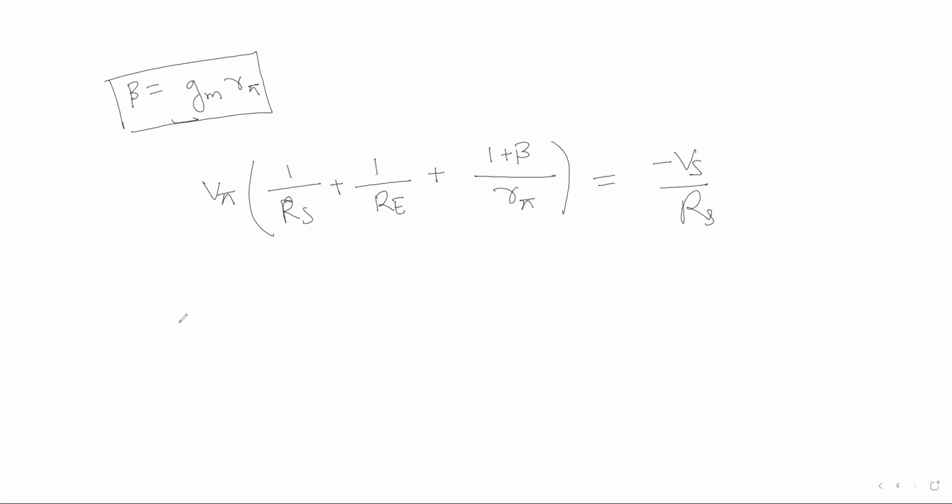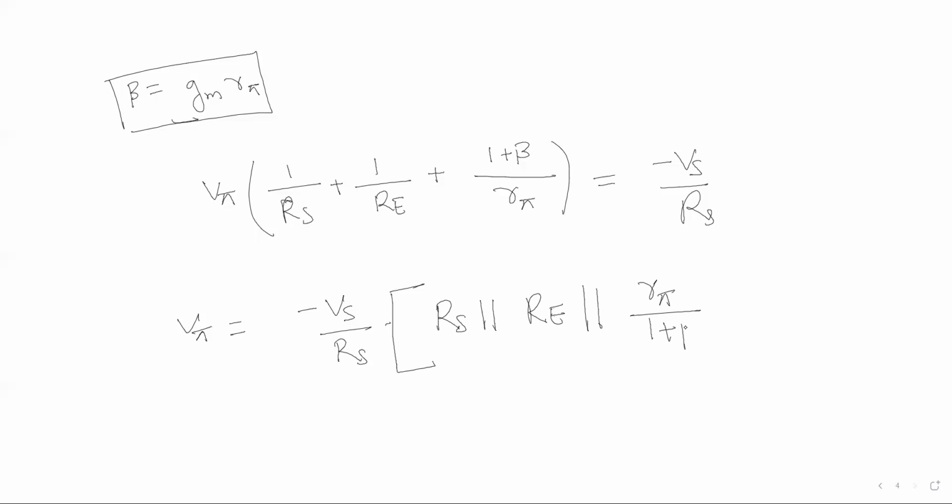So what would be the V pi value? V pi is equal to minus Vs by Rs, where Rs, Re, and R pi by (1 plus beta) are in parallel combination. We have to put this value in the V naught equation.